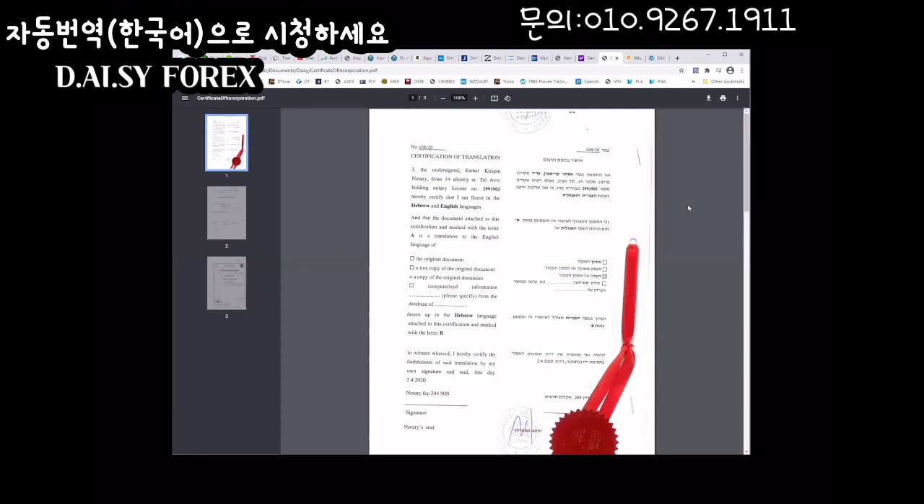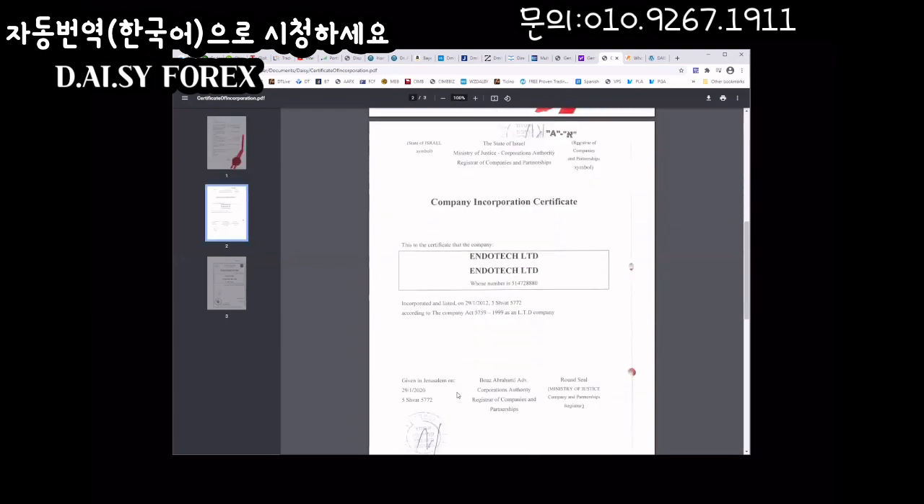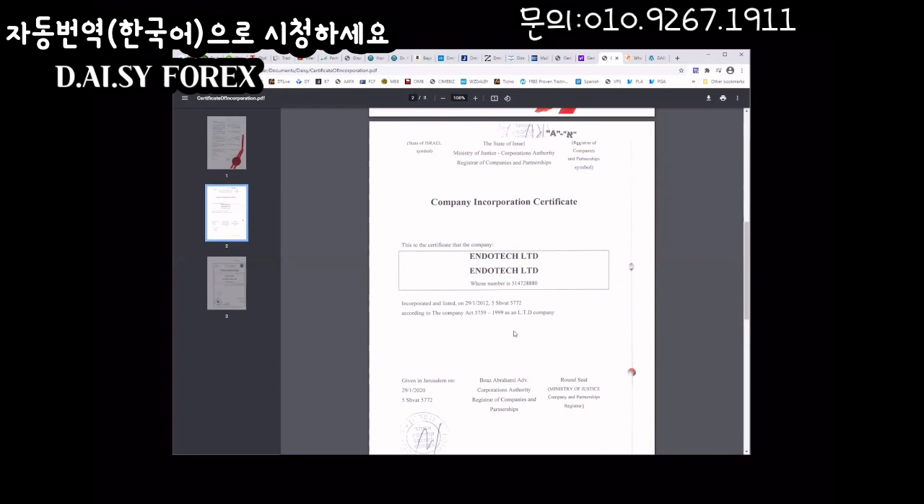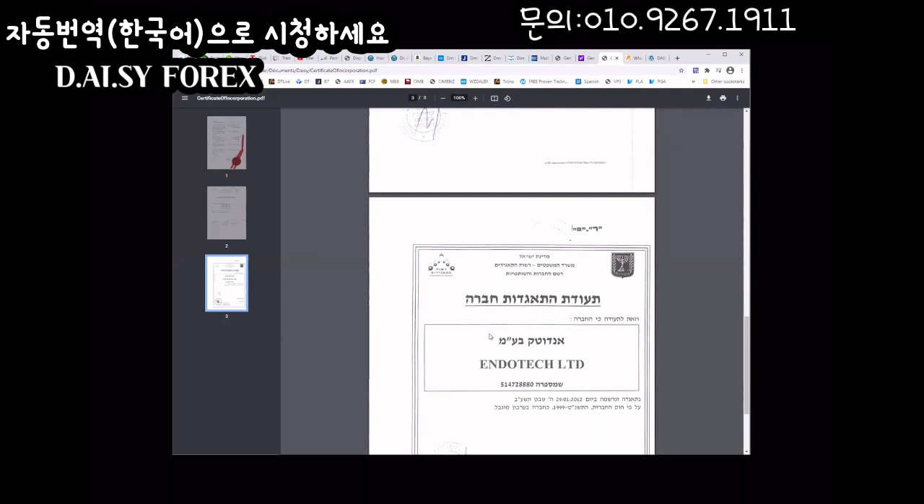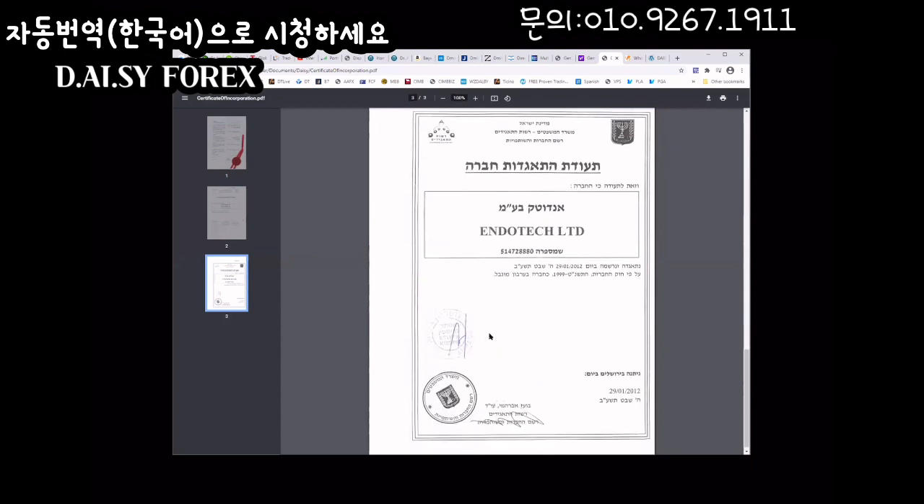When was it started? And all of those sorts of things. Where is it registered? So here I have a copy of the certificate of translation from a notary, which says that here is a notarized copy or English translation of the certificate of incorporation for ENDOTECH Limited. It says when it was registered, its incorporation number, and that it was registered in 2012. This matches the information that they published and publicly shared. And here I find in Hebrew the original certificate of incorporation that was translated.